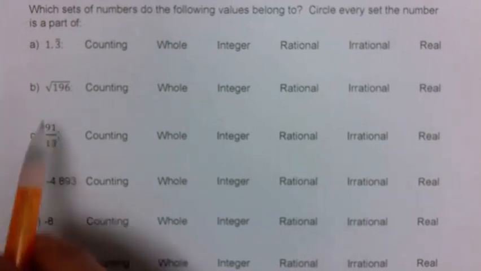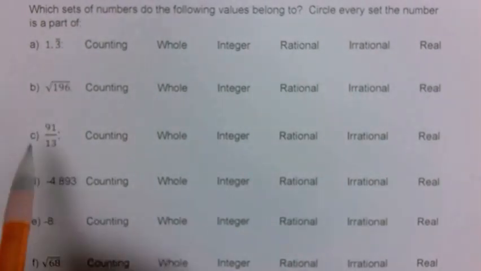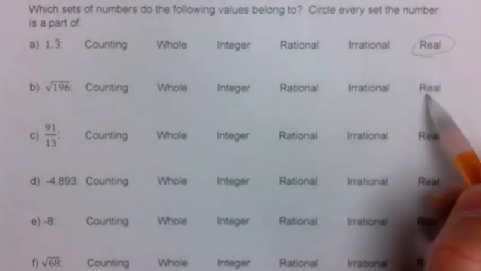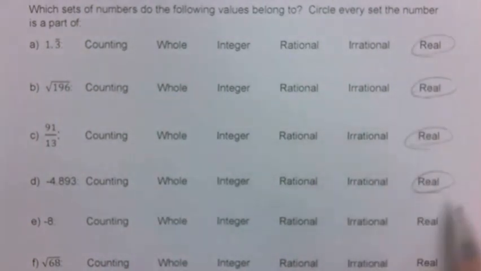All of these numbers are real numbers. They're either rational or they're irrational. So the first thing that I'm going to do with all of these, I'm going to circle that they're a part of the real numbers. All of these numbers are real numbers. Now I'm going to figure out what other sets of numbers these belong to.